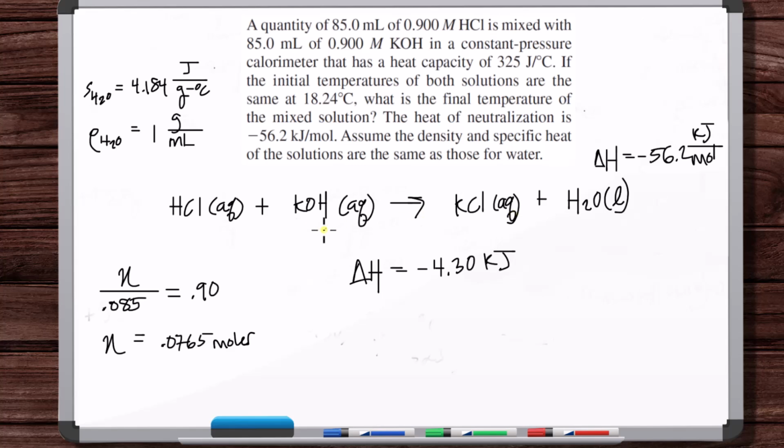You mix these two solutions together, and as a result of this neutralization of acid and base, this amount of heat is given off from the reaction into the calorimeter. Okay, now this is a little confusing because it's not like some of the other problems, where we could just assume the calorimeter is just the surrounding water. We have to consider the calorimeter as well as absorbing heat.